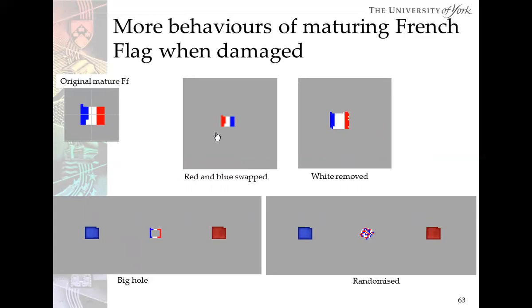What about if I swap the red and the blue regions? So I just change the state of these cells to red and I change the state of these to blue. We run that. That again differentiates itself, but actually it carries on growing. So, if you like, a little bit cancerous, it just keeps on growing.